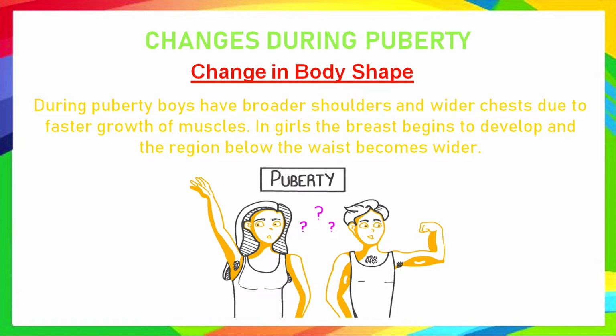Boys have broader shoulders and wider chest due to the faster growth of muscles. In girls, the breast begins to develop and the region below the waist becomes wider. So, there will be a change in body shape as well during the puberty stage or adolescence.